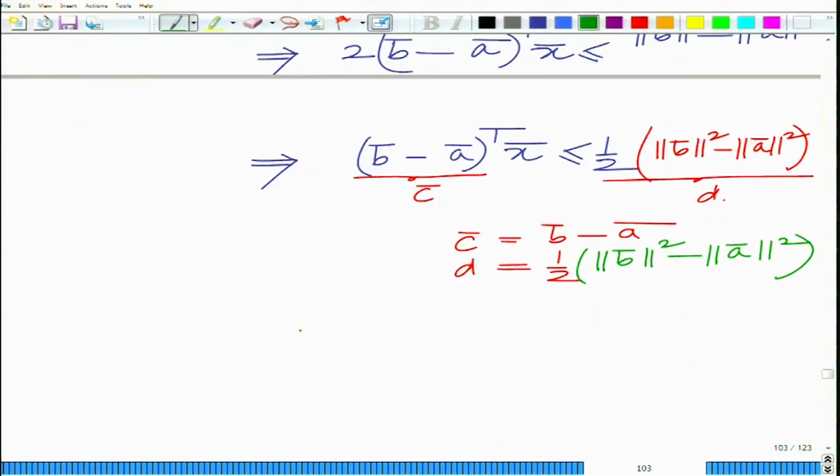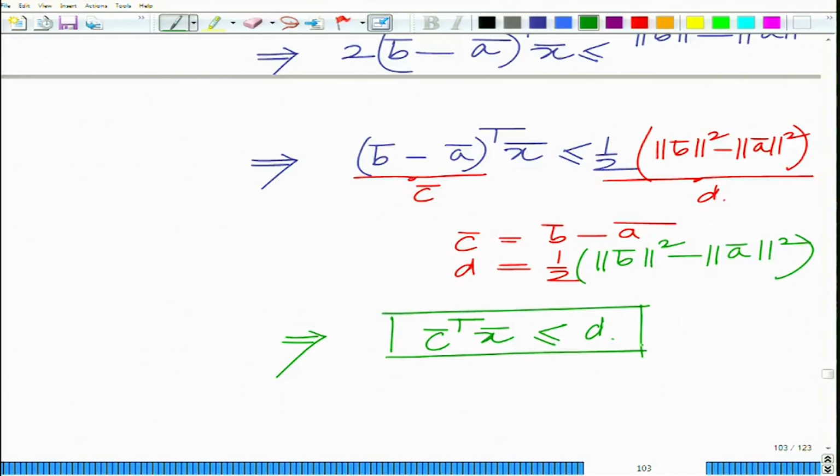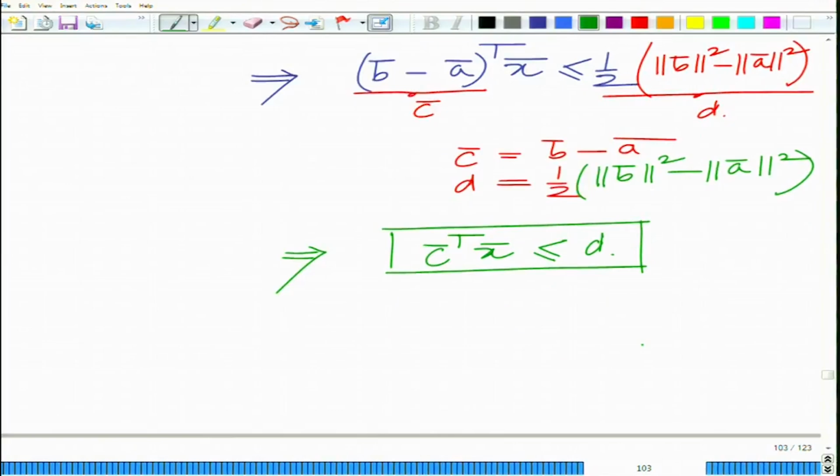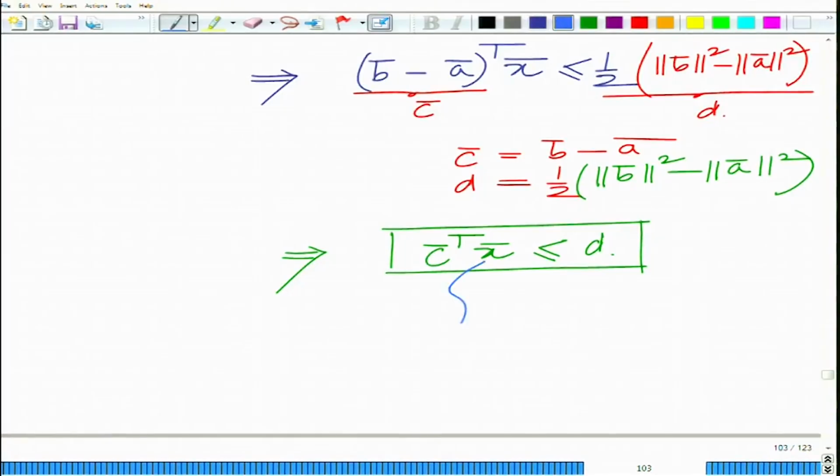We have an equation of the form c bar transpose x bar less than or equal to d, and if you look at this, this is nothing but the equation of a half space. c bar transpose x bar equals d is a hyperplane, and c bar transpose x bar less than or equal to some constant d is a half space. So, this set of all points x bar which are closer to a bar than b bar represents a half space, and therefore, the set is convex. That completes the proof.